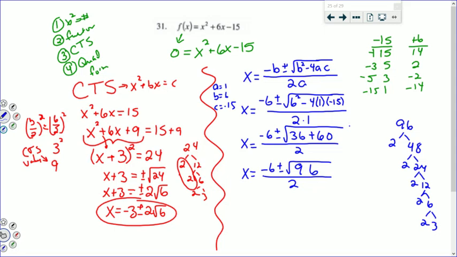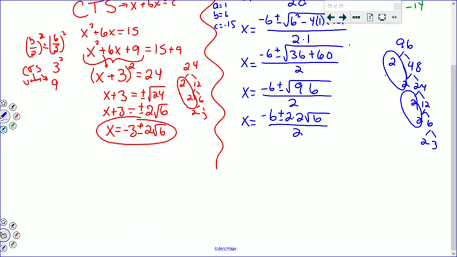Now we're looking for teams of two: 2 and 2, 2 and 2, and then these guys, they don't have enough friends to make it out of the prison. So we have x equals -6 plus or minus, we have a 2 here, so 2 times a 2 here, 2 times the square root of 6, all over 2. All right, I'm going to scroll up a little bit. So we have x equals -6 plus or minus 4 times the square root of 6 over 2.